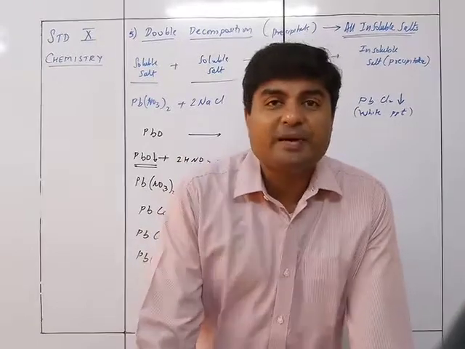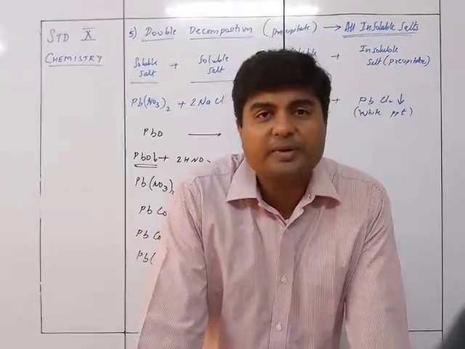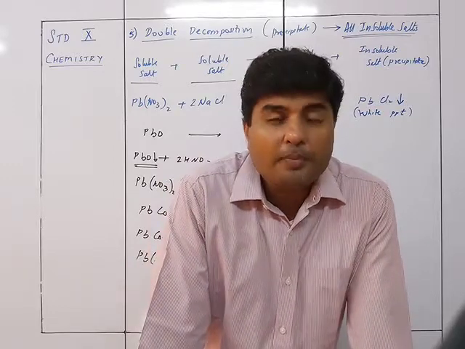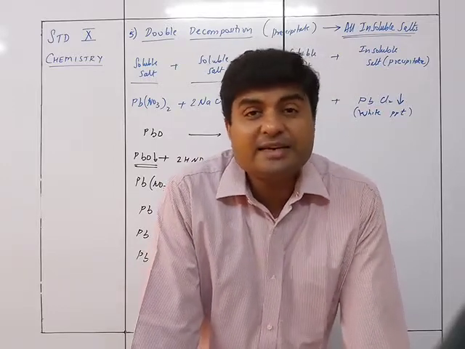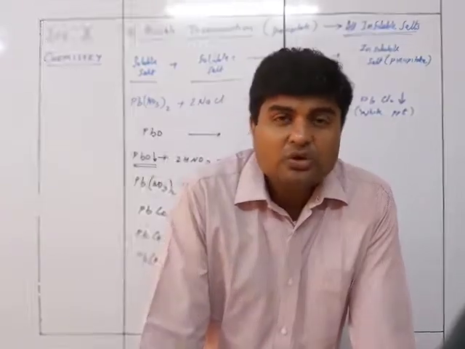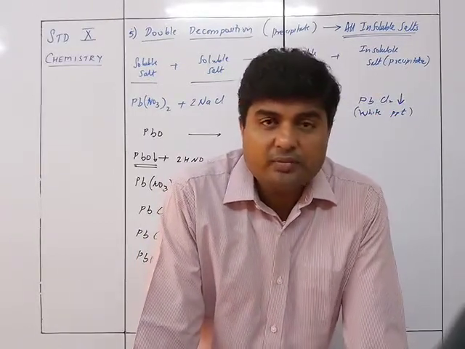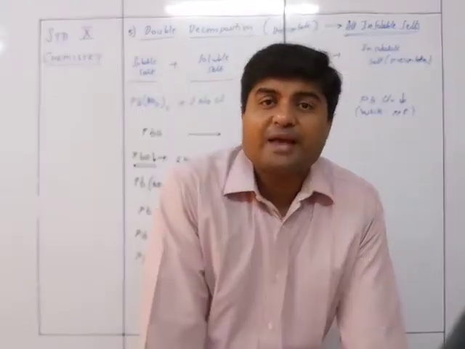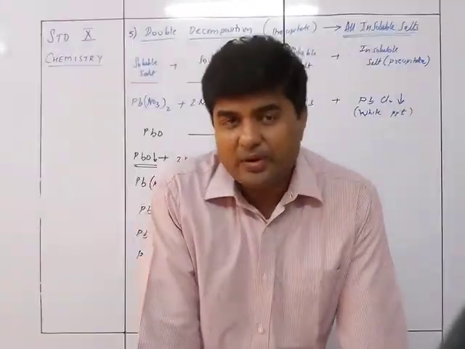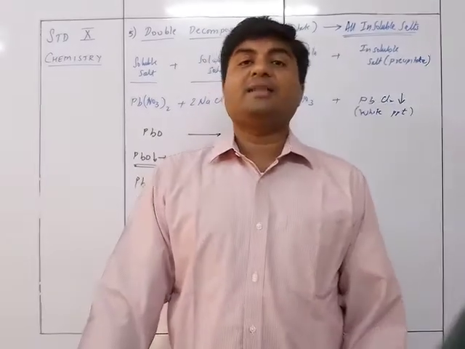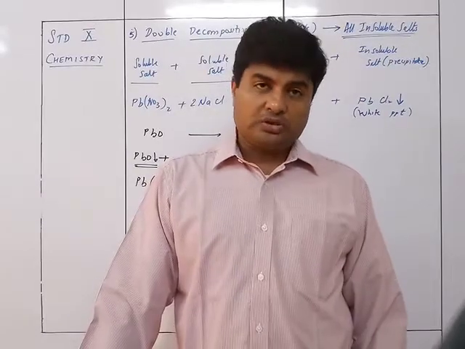The third one is the simple displacement reaction, which works on the property of acids, that acids react with active metals to give you salt plus hydrogen gas. Active metals like iron, zinc, magnesium react with the acid to give you magnesium chloride or magnesium sulfate, and hydrogen gas is released. Again, these are soluble salts.